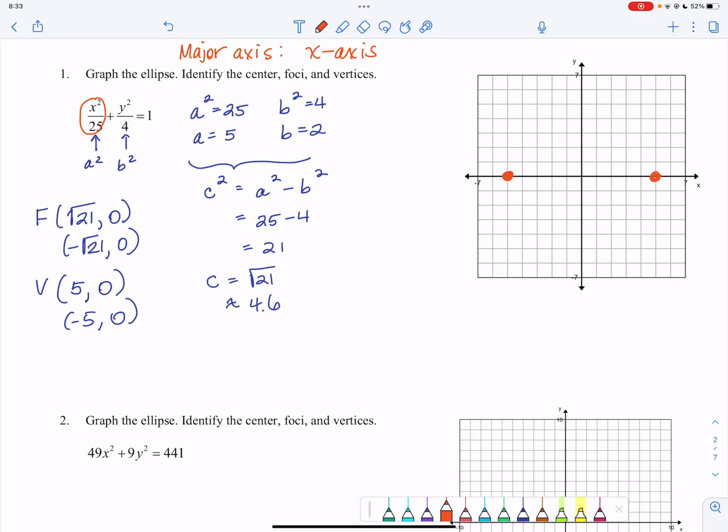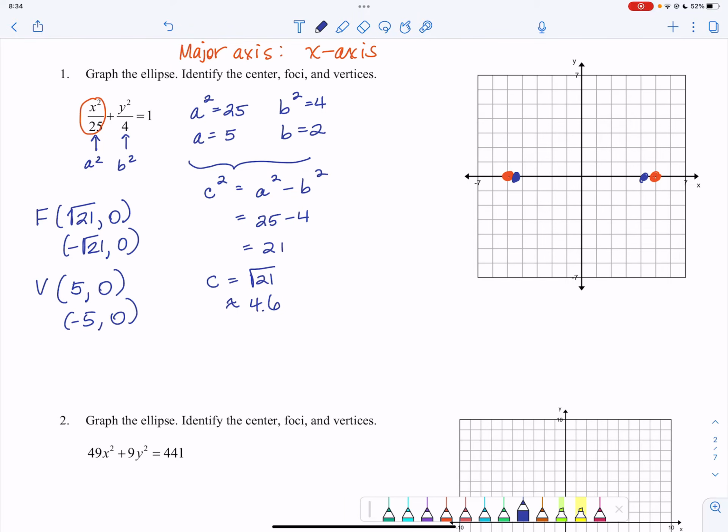And then we can have our center at the origin. And then we have our foci. So that's the square root of 21, which is about 4.6. So we'll put those here. So 4.6, about right here, and about right here.